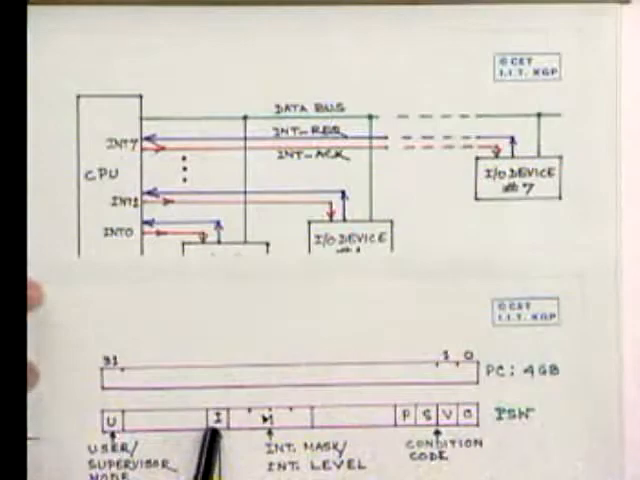Of course, enable interrupt or disable interrupt is an overriding control: if you disable interrupts, then all interrupts get disabled, except possibly some unmaskable interrupt, which we'll talk about later on. This is one way of tackling it.